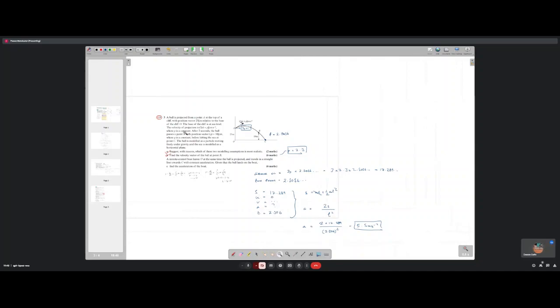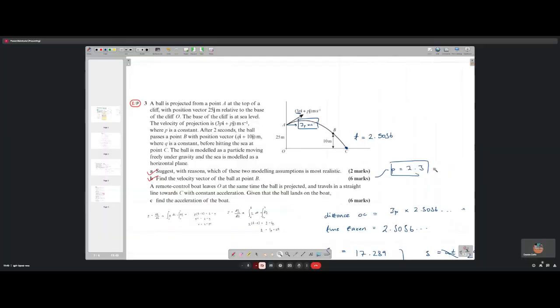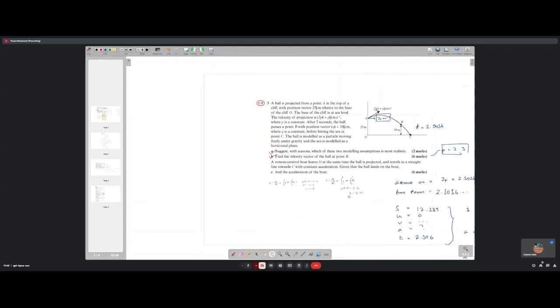I want to just check. Do you understand how I got p is 2.3? Do you understand how to work that out, by the way, or no? Got any ideas? Okay. So in part B, when you want to find the velocity vector of the ball, they give you the velocity of projection as this.